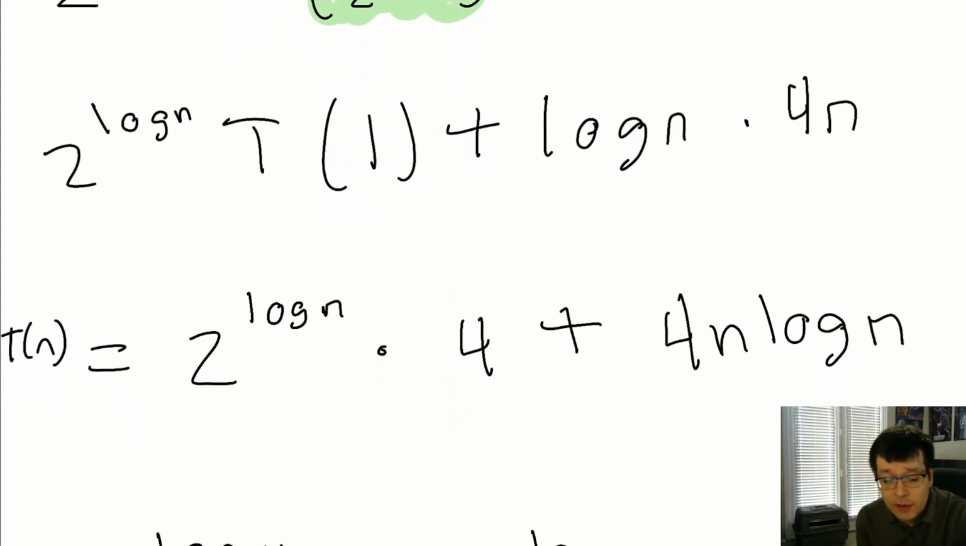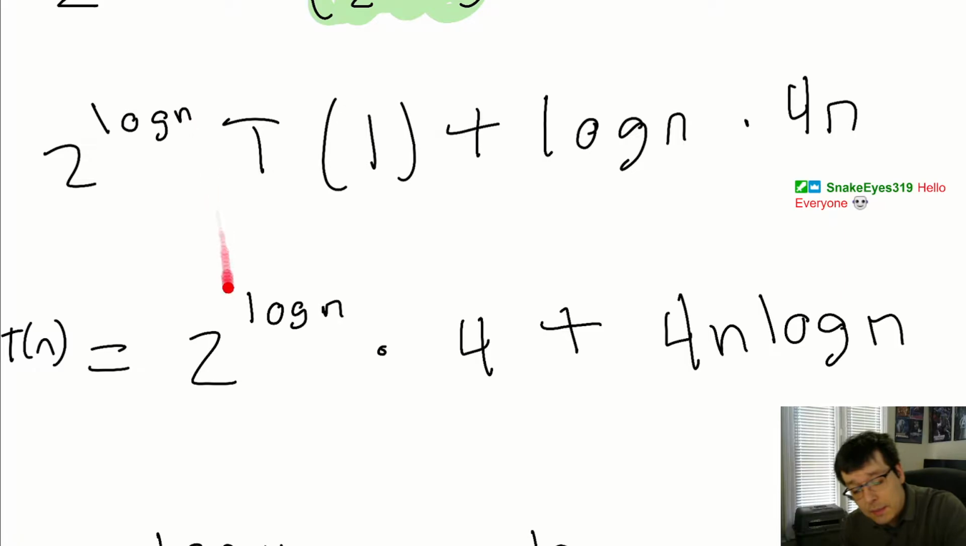But the rest of the stuff, 2 to the log n and then the log n times 4n over there, we still have to solve. But it's not as bad now because the end game here is we want to solve any t parts. Anything that says t with parentheses, which is a recursive call, we want to get rid of those. That's how we know we're done. And so by doing this t of 1 substitution, we just throw away that recursive call because there's no more recursion. We're at that base case.